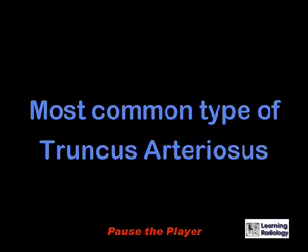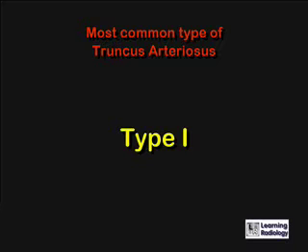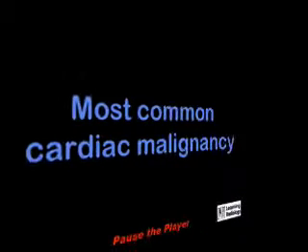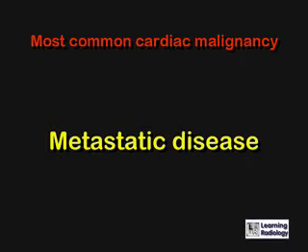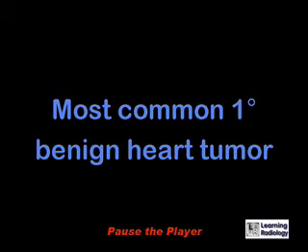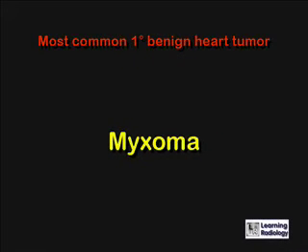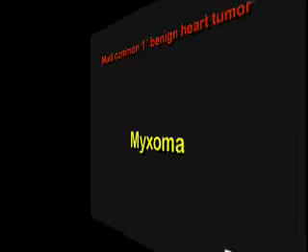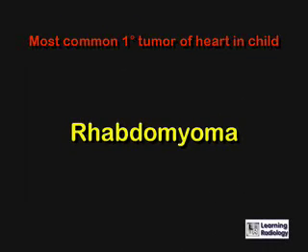What is the most common type of truncus arteriosus? Truncus arteriosus type 1. What is the most common cardiac malignancy overall? Metastatic disease. What is the most common primary benign heart tumor? A myxoma. What is the most common primary tumor of the heart in a child? A rhabdomyoma.